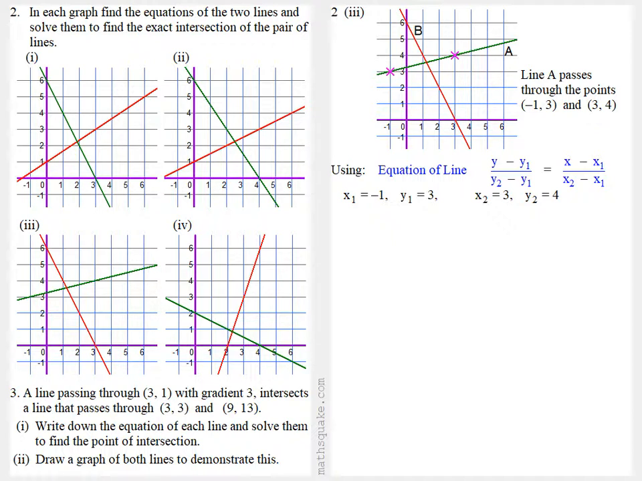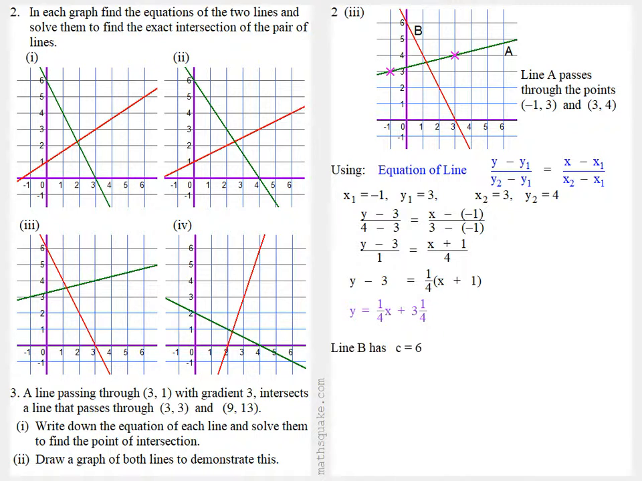So substituting, we get y minus 3 over 4 minus 3 equals x take away -1 over 3 take away -1. That simplifies to y minus 3 over 1 is equal to x plus 1 over 4. In other words, y minus 3 is a quarter of x plus 1. Now that means y is equal to a quarter x plus 3 1/4.